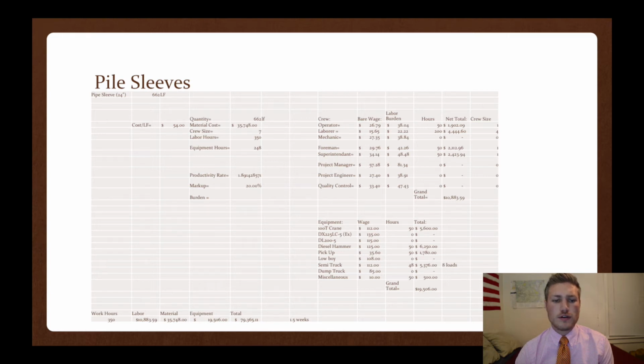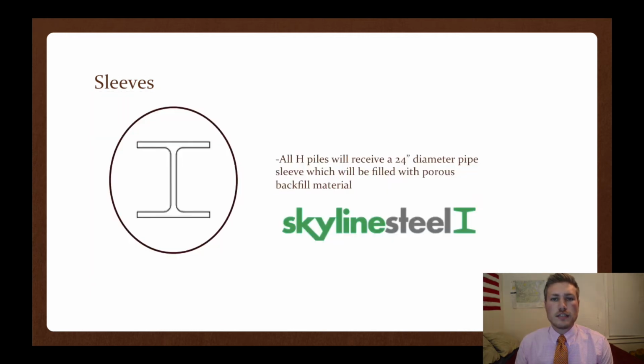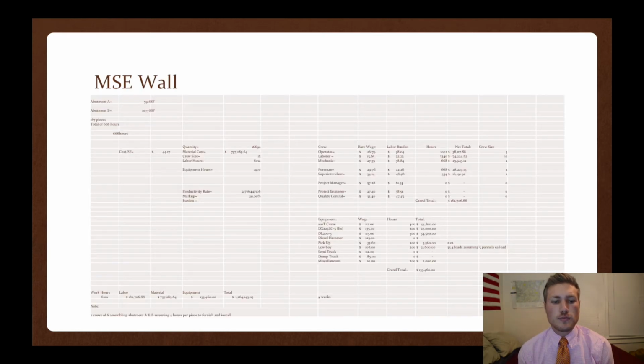When checking with RS Means, it takes $54 per linear foot with a crew size of 7, 1 operator and 4 laborers with 1 foreman. The total cost to drive these pipe piles, or these sleeves, is $79,365 with a duration of 1.5 weeks. These sleeves are 24 inches in diameter, and those should be provided by Skyline Steel. MSE wall is required for this project.